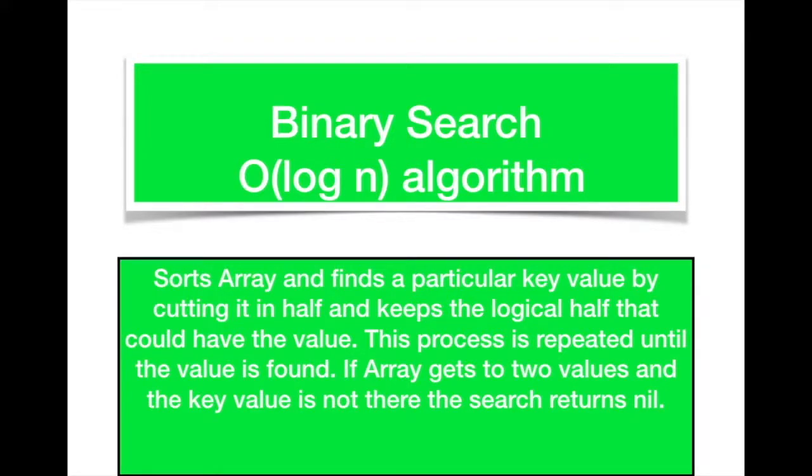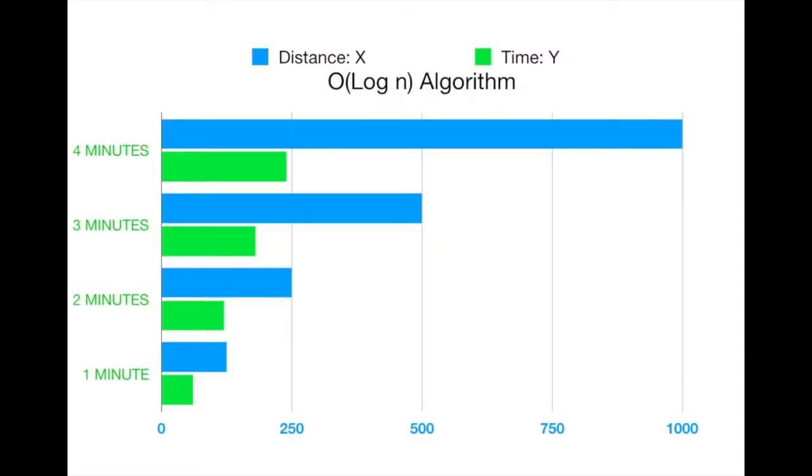Welcome. Binary search sorts an array for a particular value and then cuts it in half, and it repeats that process until the value is found, or if the value is not found, it returns nil. And I'm going to show you a detailed description of that in the third slide.